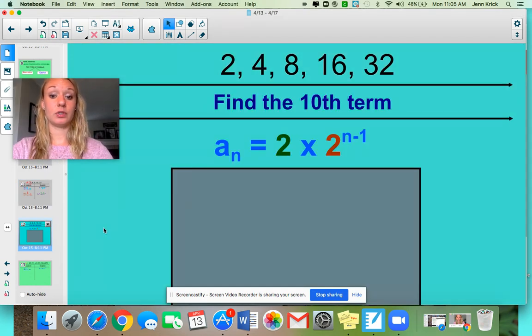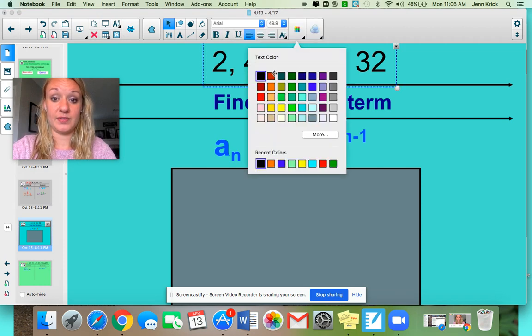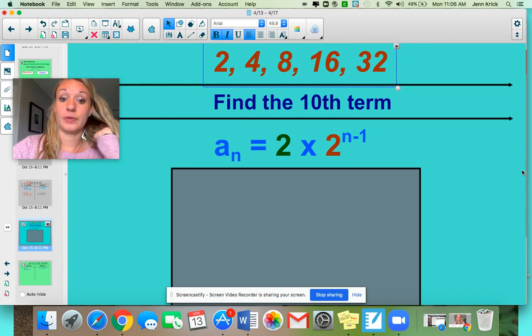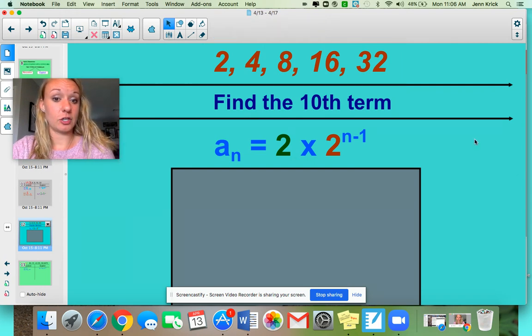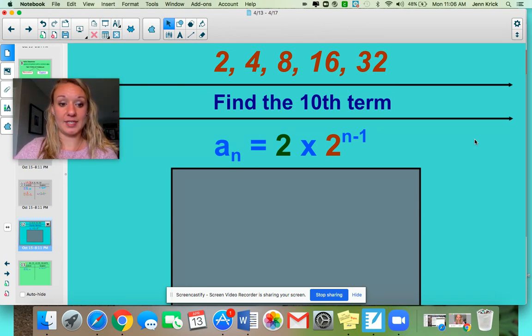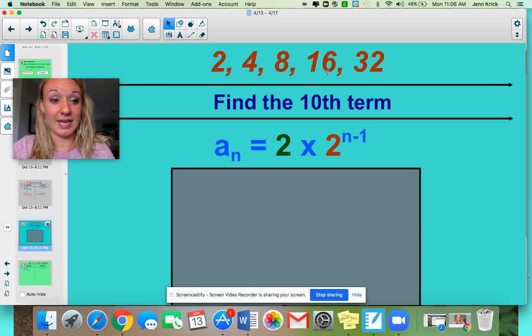Now, here's where the rule comes into play. Here's the sequence that we just looked at on the previous slide. But as we go on in algebra, it's going to ask you to go find the 10th term, go find the 100th term. Could you write out the whole sequence to get all the way up to 10? Yes, but is that the most time efficient? No, it's not. So if I gave you this sequence and I said, go find the 10th term, you want to use the explicit formula to do that.